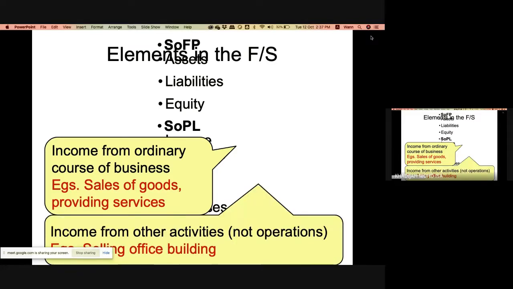Income from other activities, it could also be, for example, income from disposal of your buildings. Disposal of your asset, you may have a gain from the disposal. That one we'll look into later. So anything that gives you a benefit, cash for example, anything that will add value, that is an income.